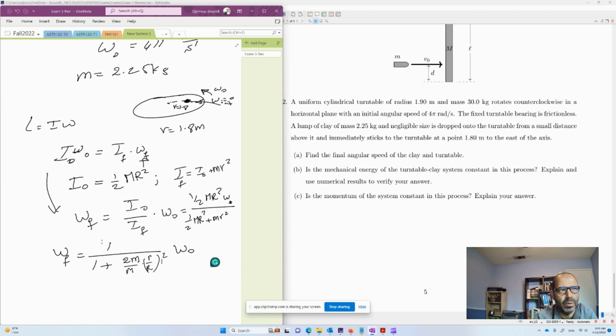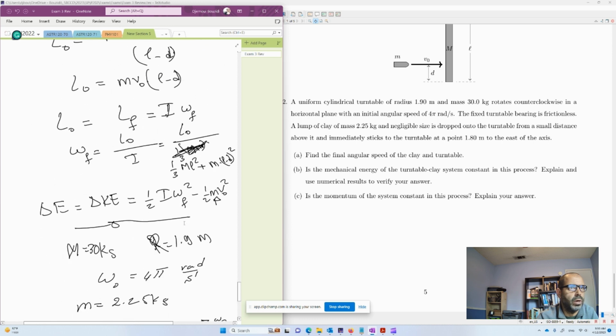not conserved. Okay, is the momentum of the system constant in this process? Of course, it's constant because it's all internal processes. There is no external torque that causes it. Okay, so that answers this problem.